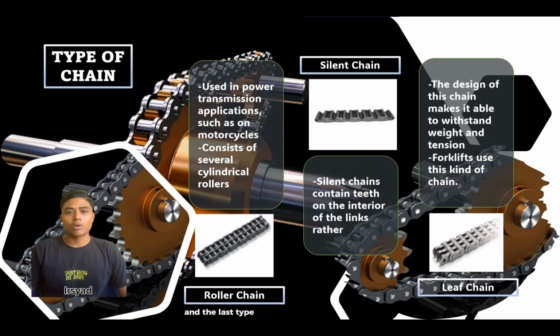And the last type of chain is leaf chain. This type of chain is commonly used on forklifts and other lifting devices. The design of these chains, which has layered link plates, allows it to withstand weight and tension.